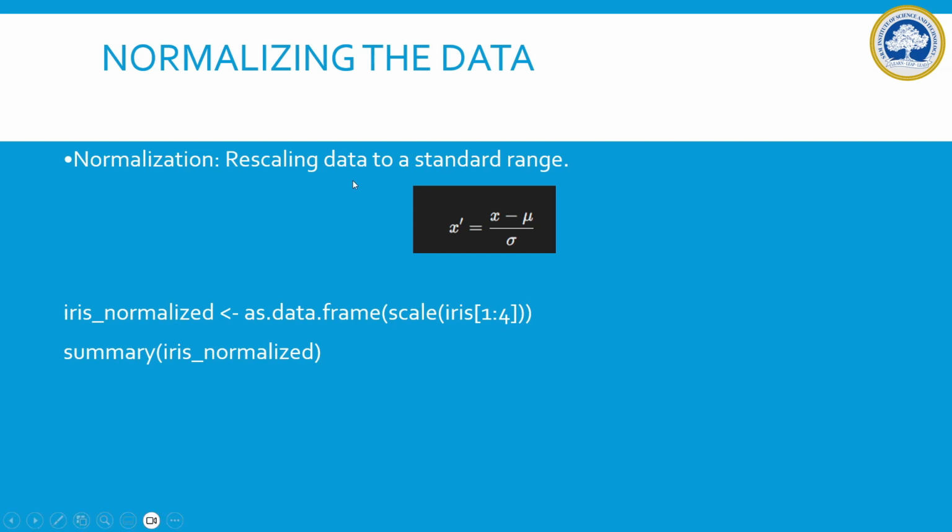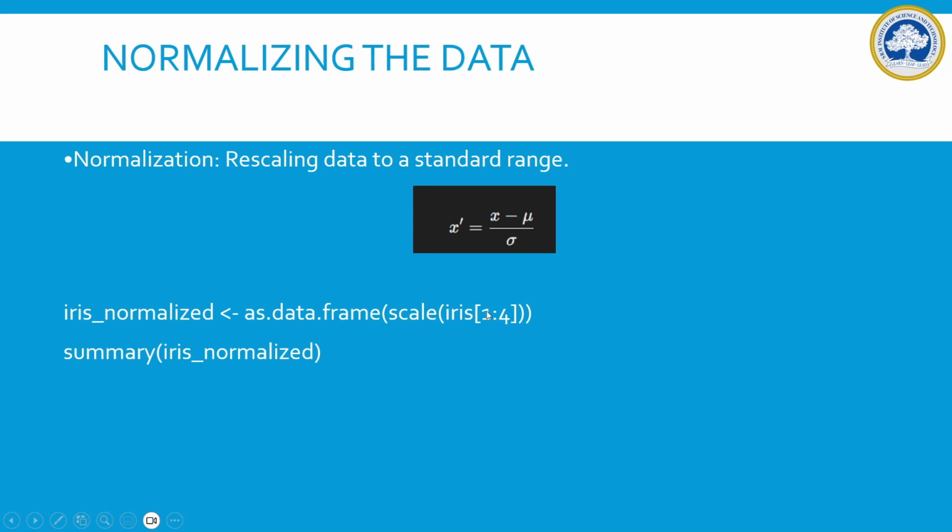So this normalization process is nothing but: we take any variable x, subtract the mean value of the variable x, and divide by the standard deviation. This is called the normalization process. To perform this normalization process, we can use the scale function in the R environment. After scaling the values, we make them a data frame and store it in a new variable called iris normalized.